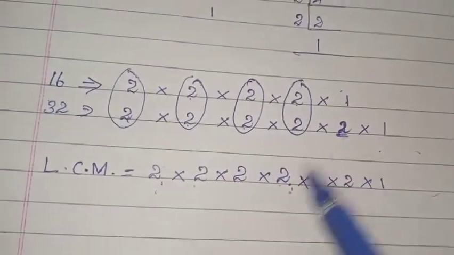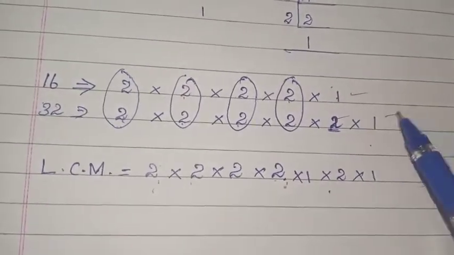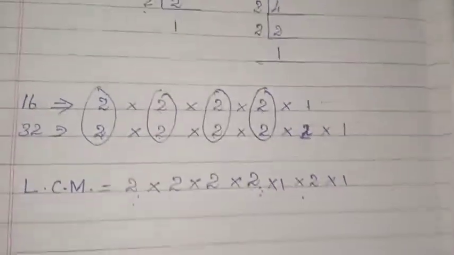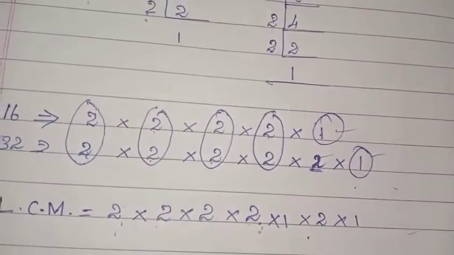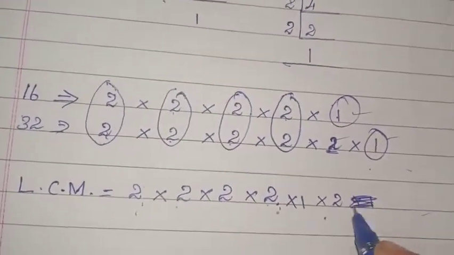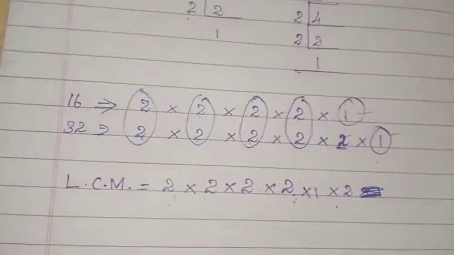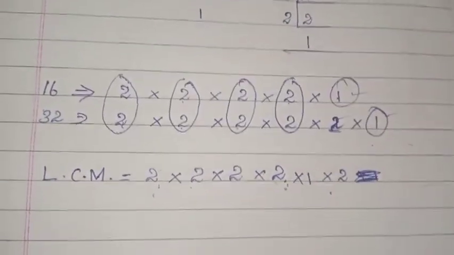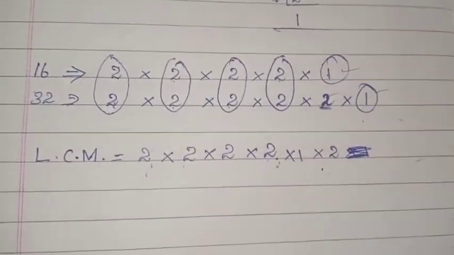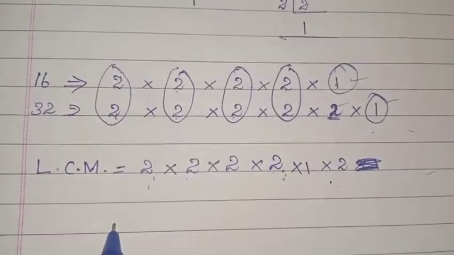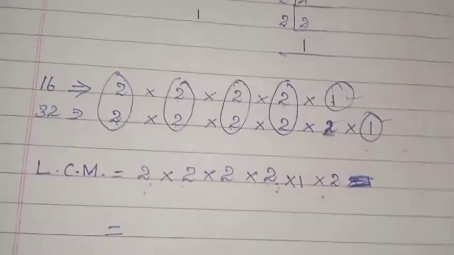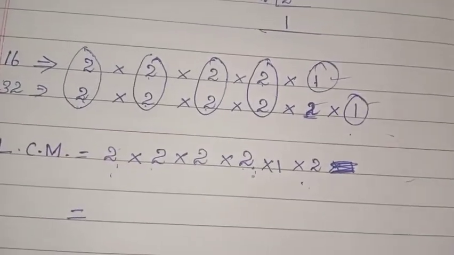Another 2, but the remaining number has only 1. So we can write it. Now the left out number also we have to write. 1 does not matter, so no need to write it, because multiplying by 1 gives the same number only. So that is not a problem.